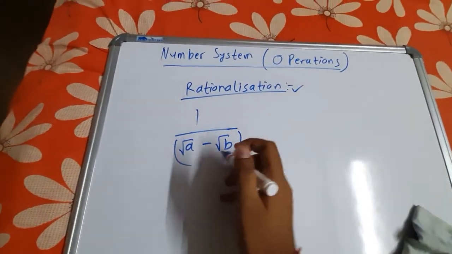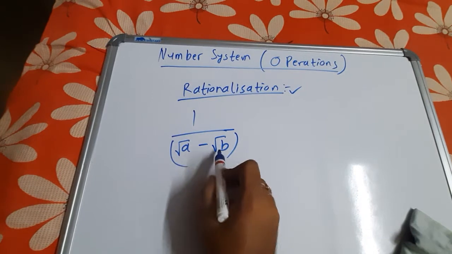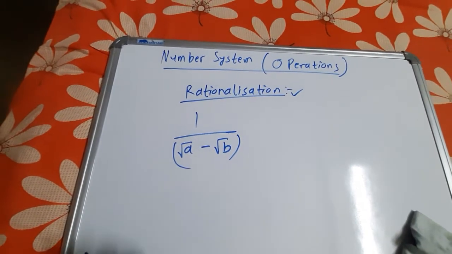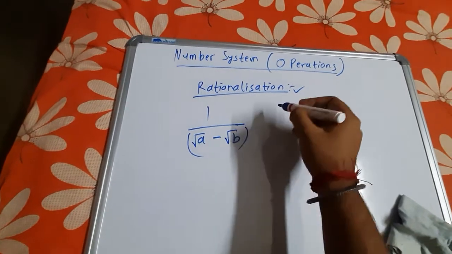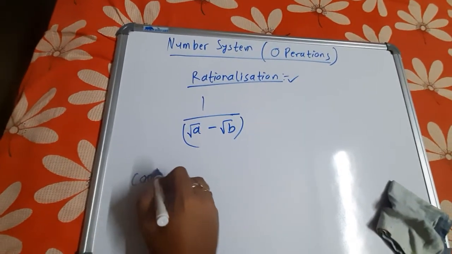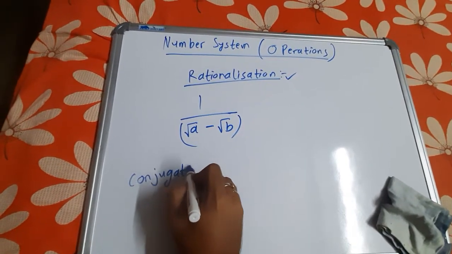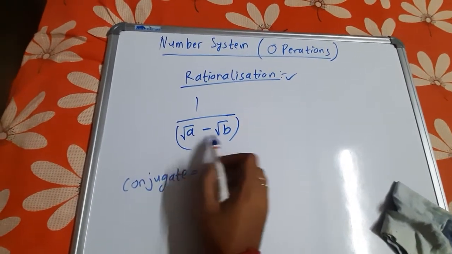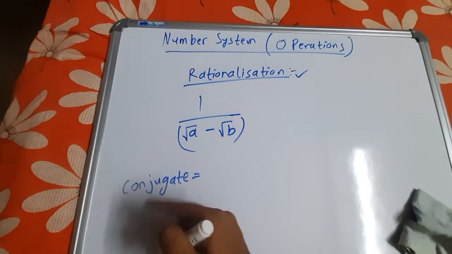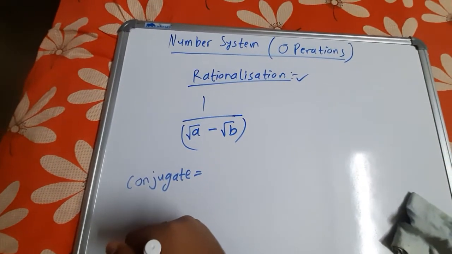Okay, now the case is like this: 1 by root a minus root b. When this type of case happens, you have to take one thing. This term is known as conjugate. You have to take the conjugate of this denominator. When this type of mixture of 2 or 3 numbers is there in the denominator, we have to take a conjugate of this denominator.